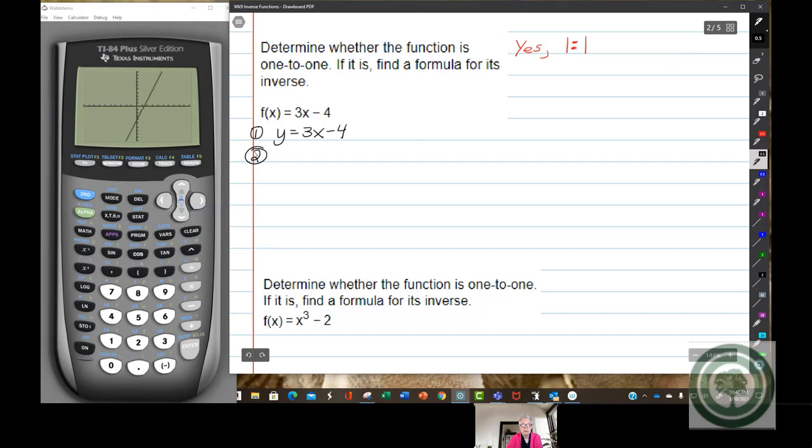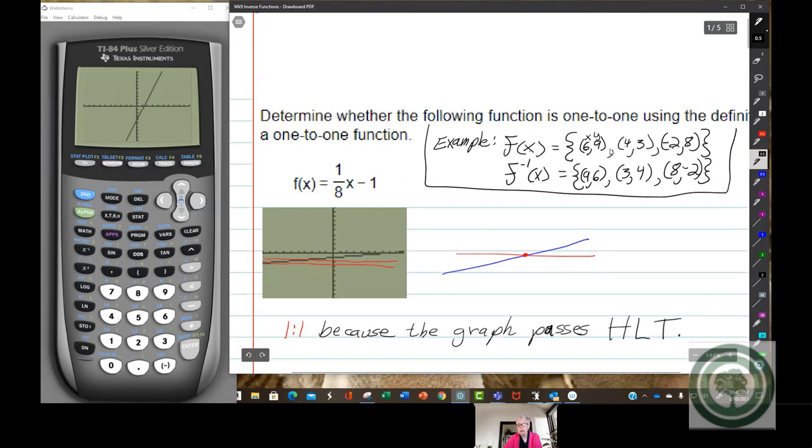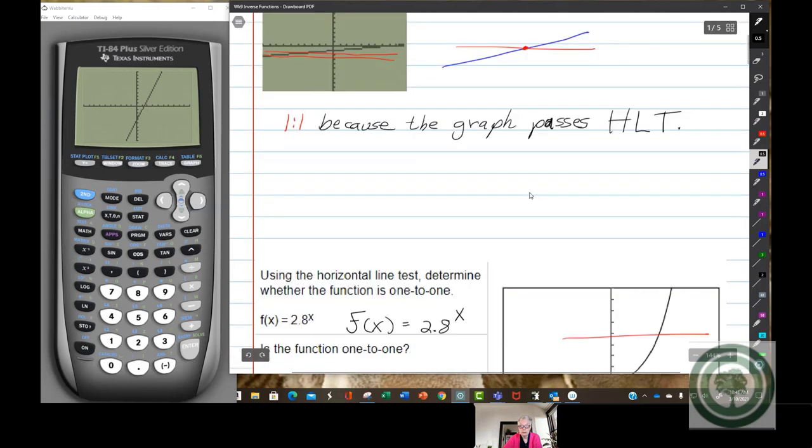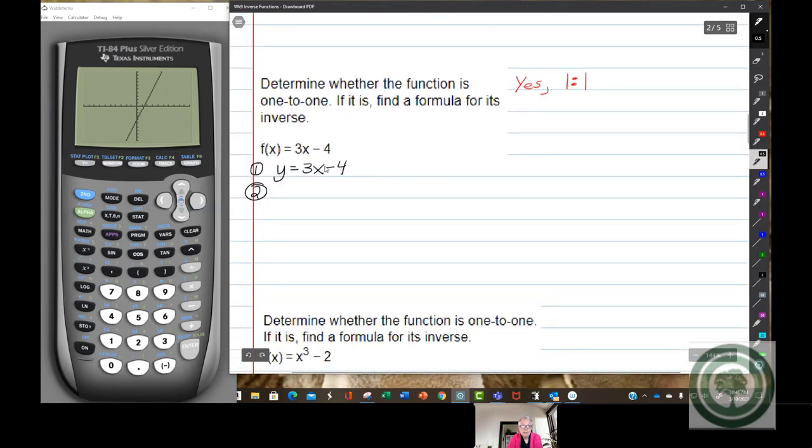Step two, let's go back to my example problem. When you've got an inverse, you switch the x's and y's. Therefore, that's what step two is. I'm going to switch the x's and y's. X equals 3y minus 4.